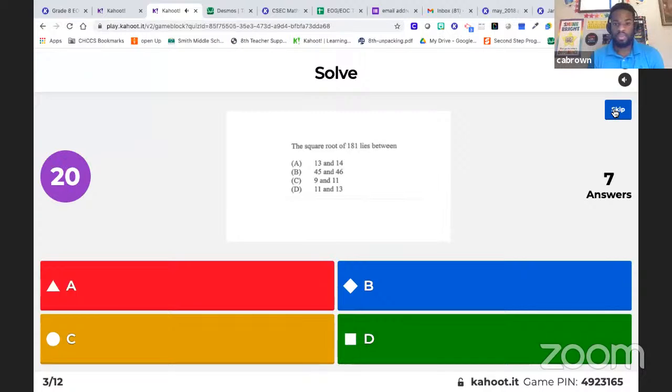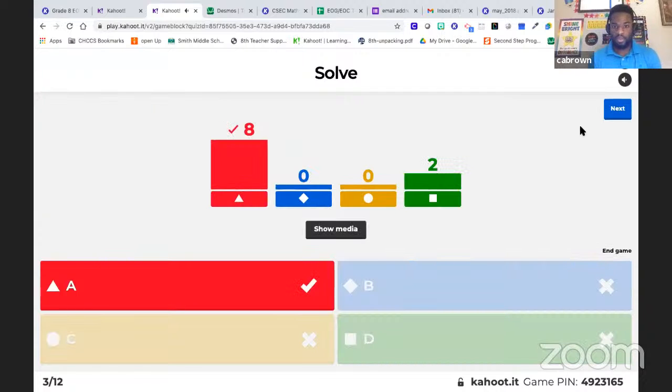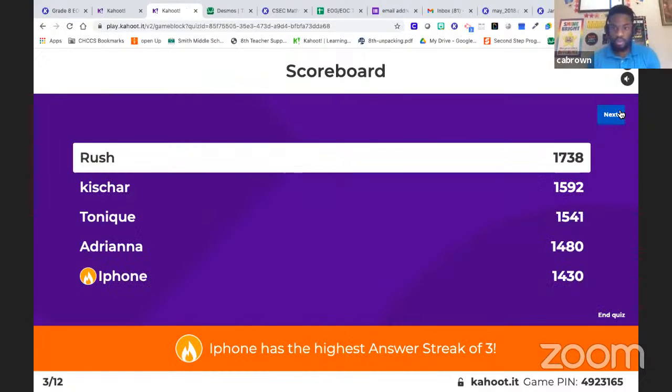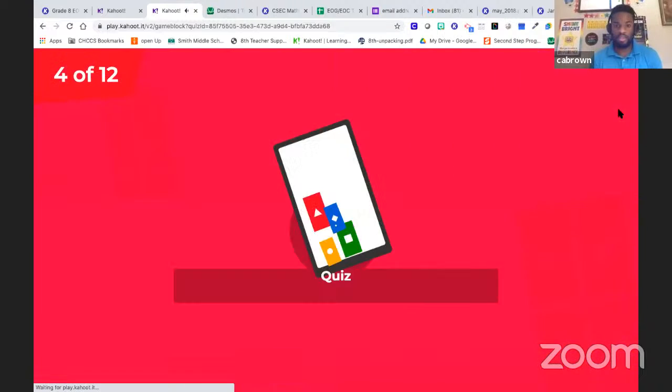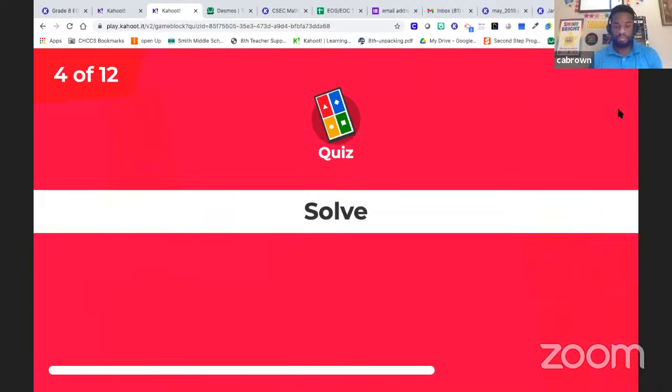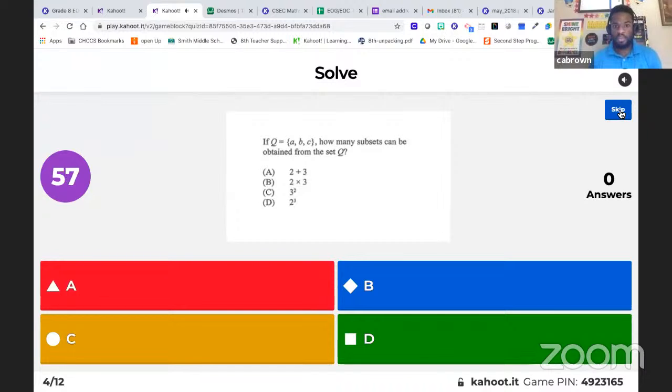All right, the square root of 181 lies between what two values? All right, the answer there was A. 2 people got it wrong, 8 got it right, more people got it right, so that's good. All right, if Q equals {A, B, C}, how many subsets can be obtained from set Q? Set Q has 3 elements.